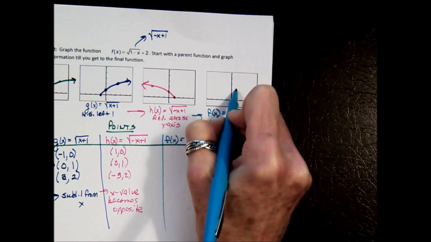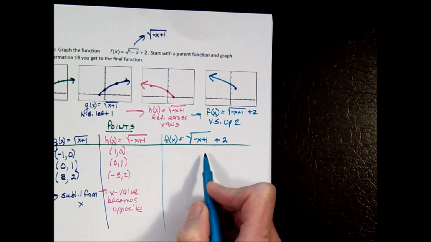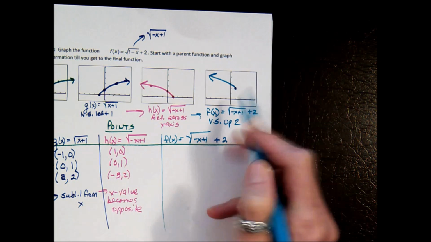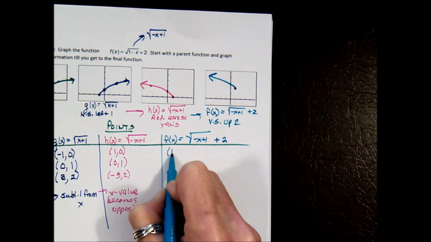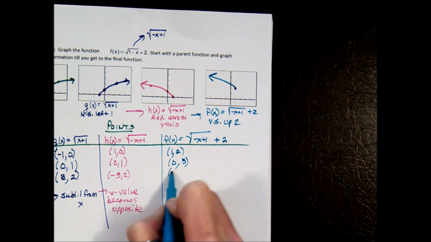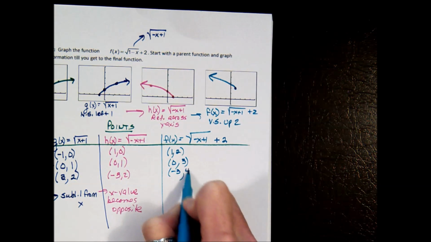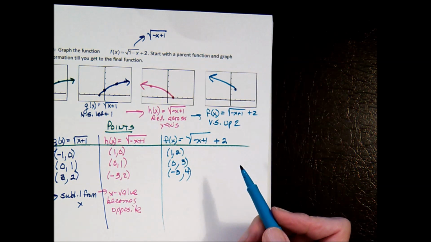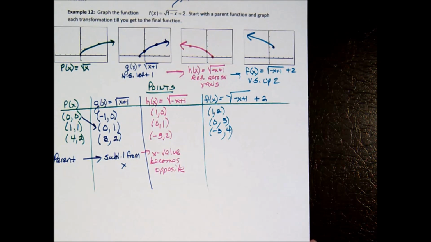What's happening to the points? I'm going to add 2 to every y because it's my y that's going up. So that's going to be (1, 2), (0, 3), (negative 3, 4). And if I had graphed it correctly, you can see that. Now you can prove that in your graphing calculator. So that's taking it step by step and doing the graph steps.